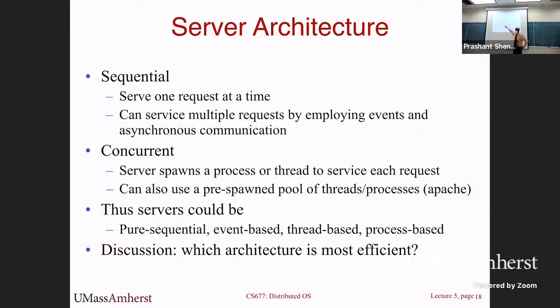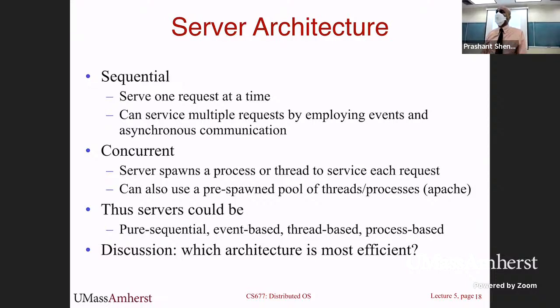Okay, and then you have concurrent, which could be thread-based concurrency or process-based concurrency. Okay, and we can use either one and get the benefits of concurrency. Okay. So essentially, the four models are pure sequential, event-based, multi-threaded or thread-based, and process-based. Okay, and there's a question at the bottom saying which one is most efficient.